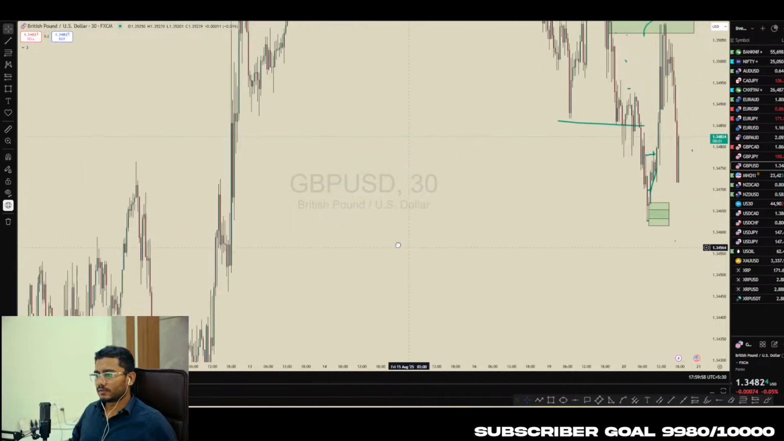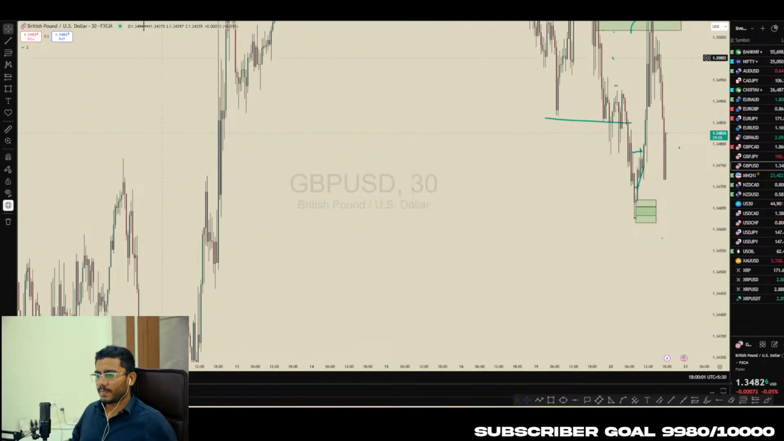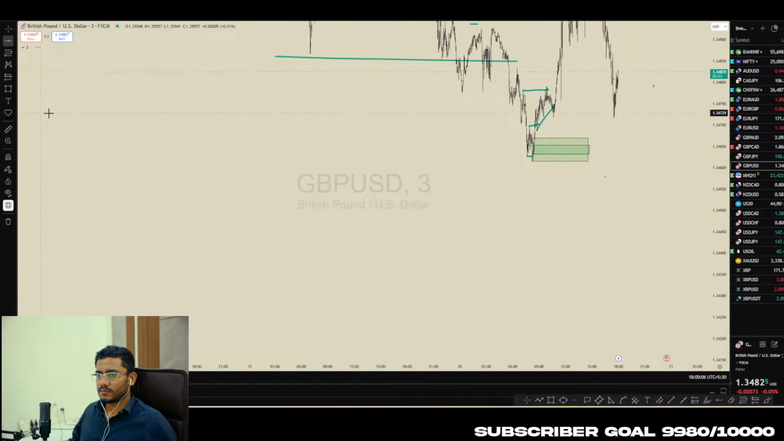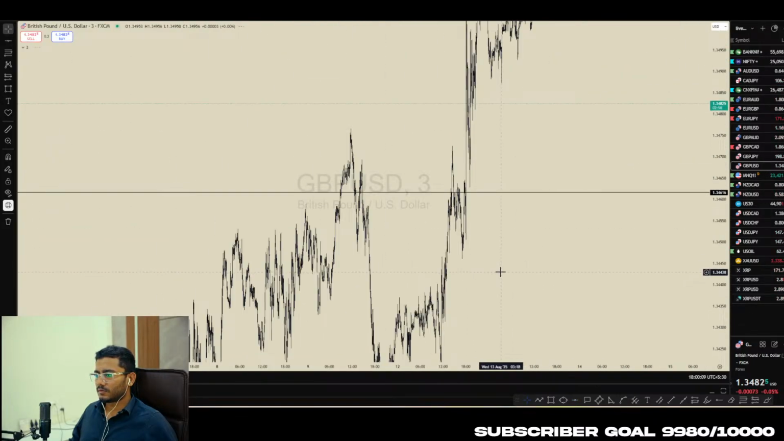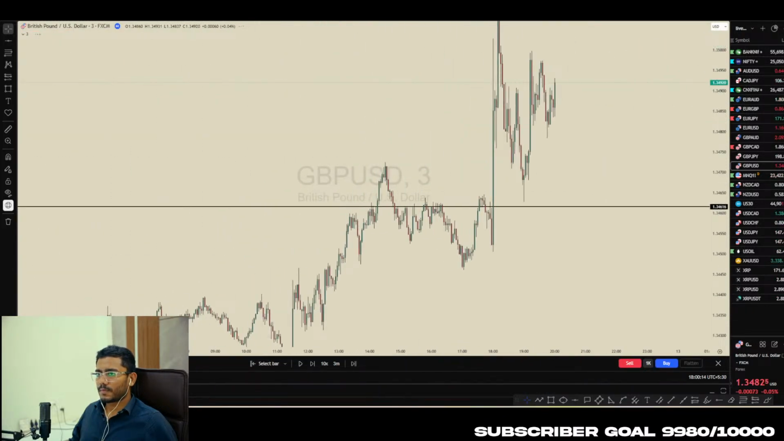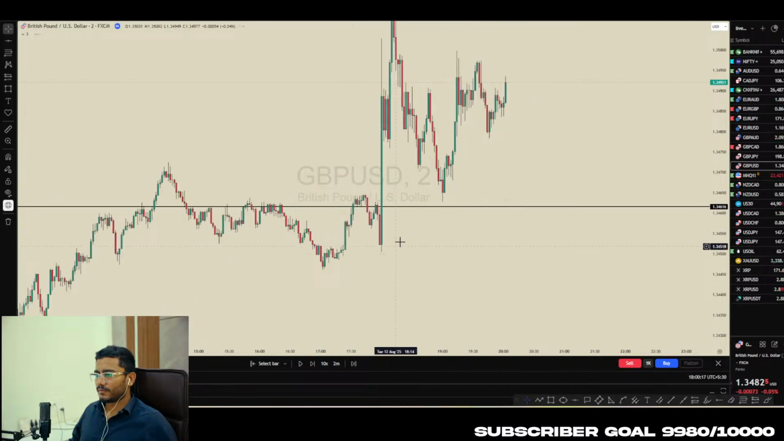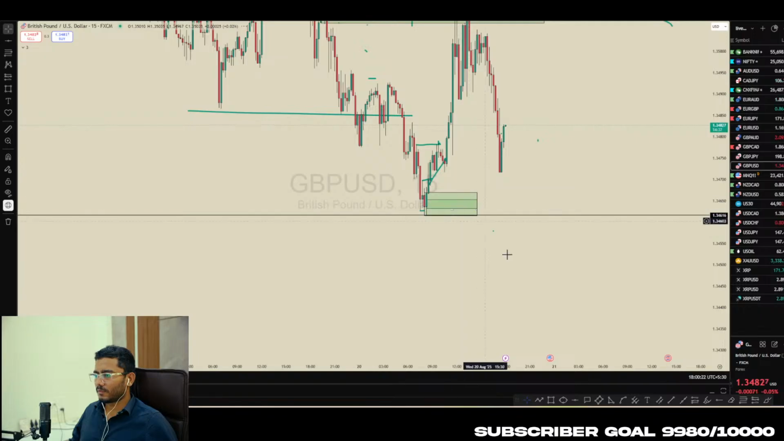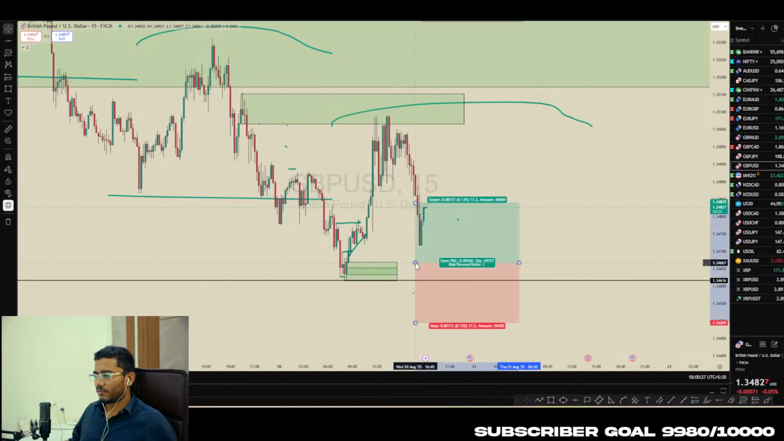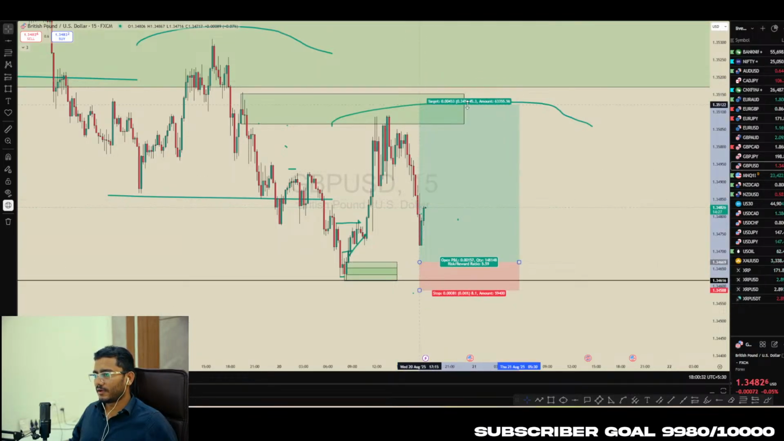Let's look at structure that we can look for entry. Okay, we have some more order block where it supports our bias. So we can look for buy side trade here. We want a 5-minute candle confirmation, then only we look for a buy side trade over here. And we can target the next highs, which is this trend line liquidity.